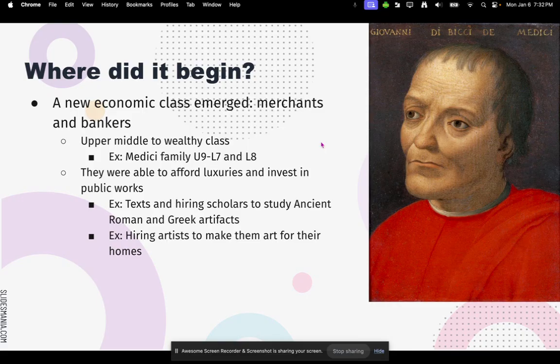So they would hire scholars to study ancient Rome and Greek texts and artifacts. They would also hire artists to make art for their homes, but they would also hire artists to make art for public display, so everyone could see the awesome art.